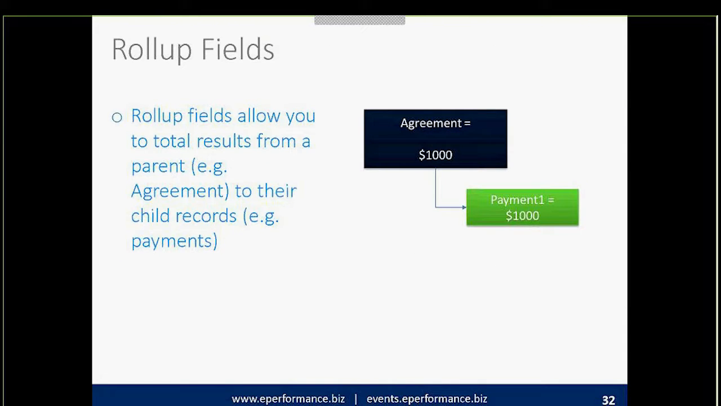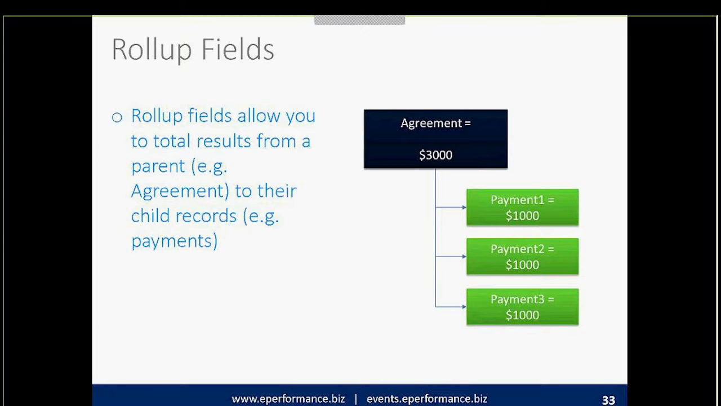Rollup fields and calculated fields, which we'll take a look at next, are these little fields that basically can do some, let's say, calculative acrobatics on your field. So suppose you have an agreement and you have payments under that agreement. A rollup field does something like this. You have 3 payments, so that's a total of $3,000, and the total gets rolled up there.